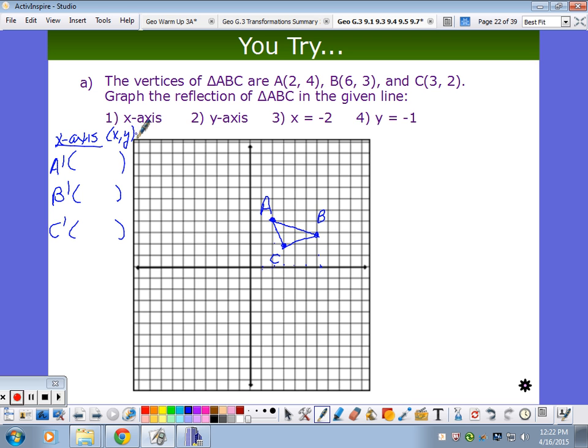So how does that work? If you have a reflection over the x-axis, each (x, y) pair, the x stays the same, but the y becomes negative. So if this is (2, 4), the x stays the same, but the y becomes negative. If this is (6, 3), the x stays the same, y becomes -3, and that becomes (3, -2). And now I can go ahead and graph that. So x-axis, so I'm going 1, 2, 1, 2, 3, 4. That's A prime. And then 6 here, so 1, 2, 3.